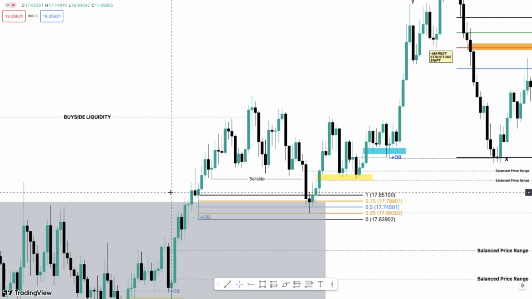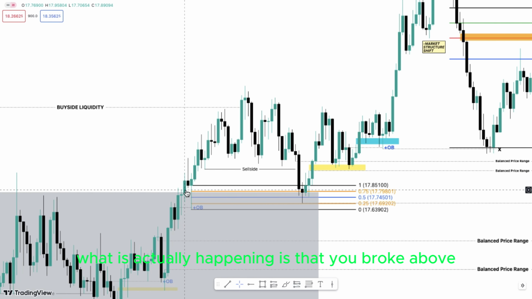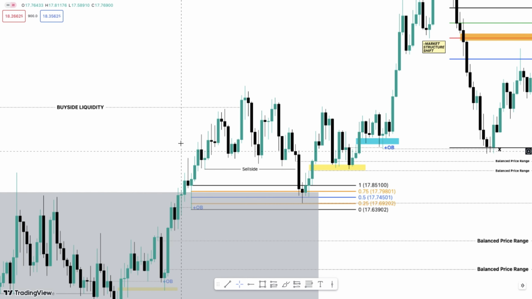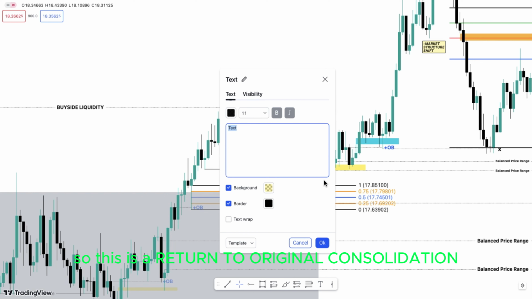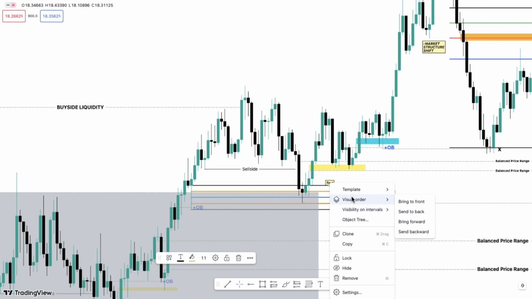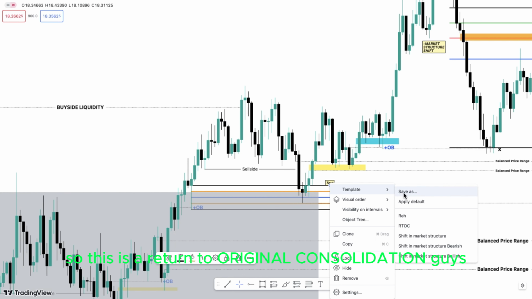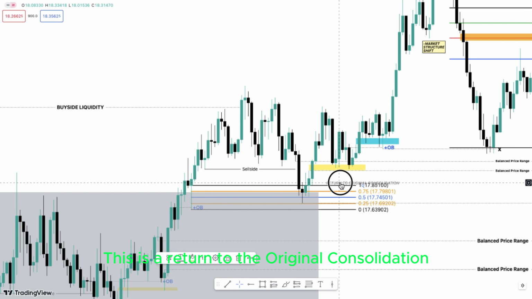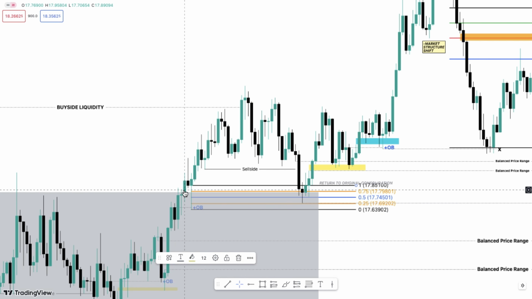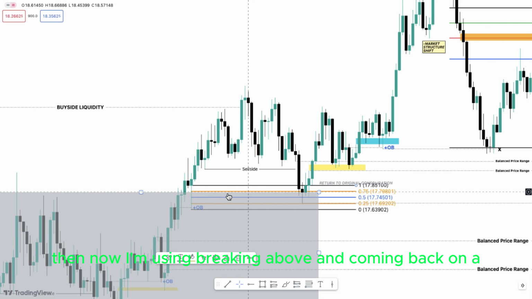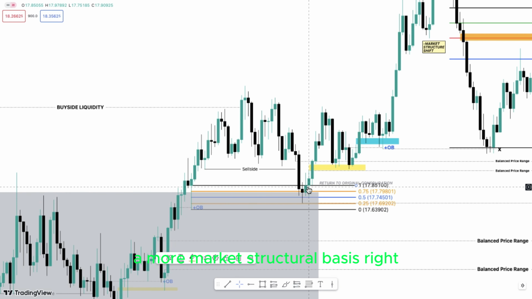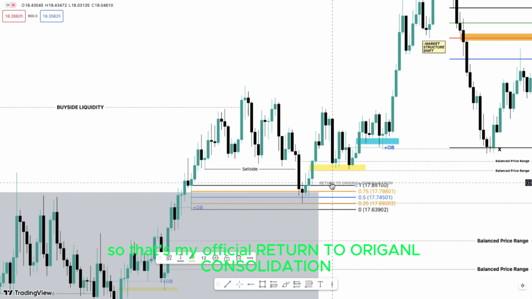Can you see that? What is actually happening is that we broke above original consolidation, and we return to original consolidation. So this is the original consolidation. This is a return to original consolidation, guys. This is a return to original consolidation. You can see here I used a breaking above and then coming back on a candle basis, and now I'm using breaking above and coming back on a more market structure basis, right? So that's my official return to original consolidation for the market maker buy model.